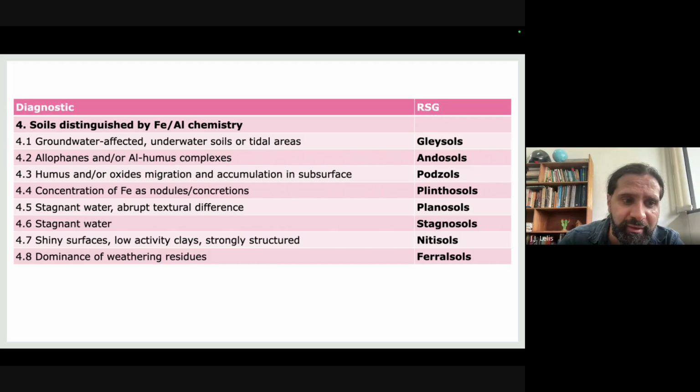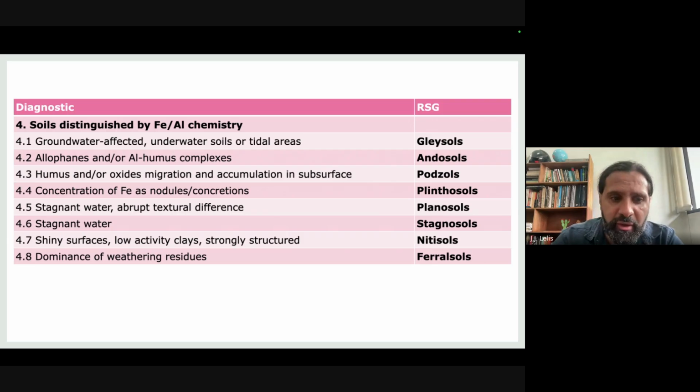Soils that express a high amount of shiny faces. So they have some clay coatings covering the peds and aggregates, low activity clays, and strongly structured. We call them nitisols.